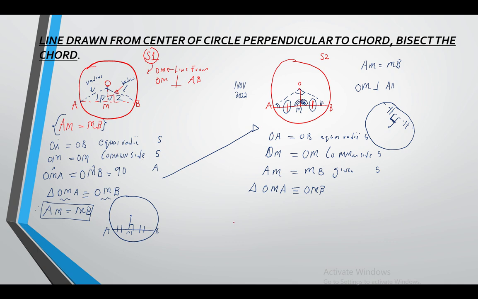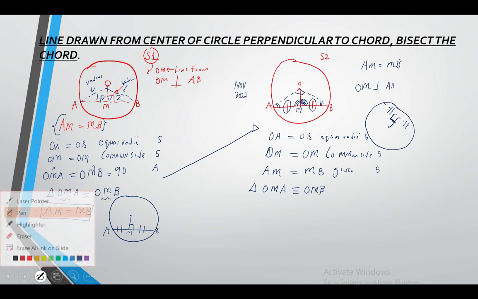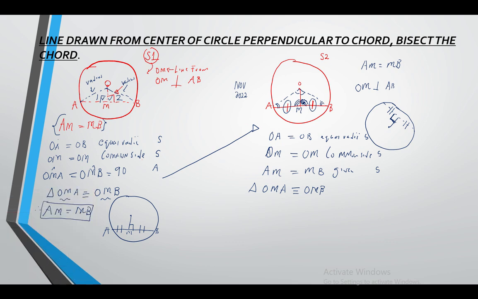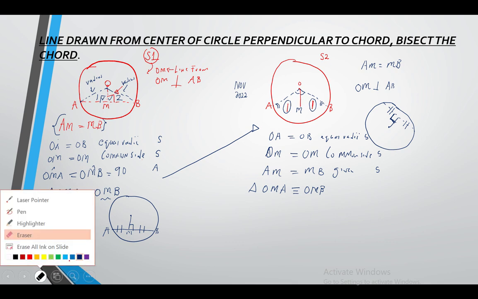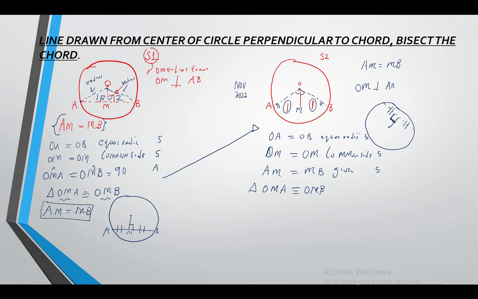So let me call the angle here. Hopefully you will see it. Sorry, it appears as if I've erased the very important line here, a chord. There was a line here. Okay, I want to call these M1 and M2. And I know M1 and M2 are equal because they are corresponding angles of congruent triangles. Corresponding angles of congruent triangles are equal.